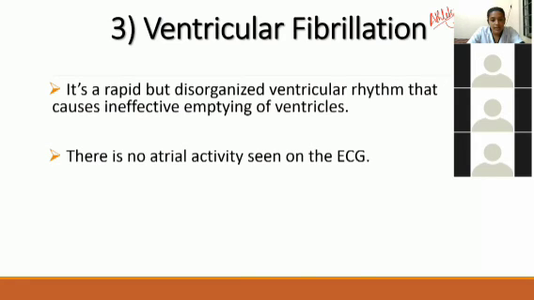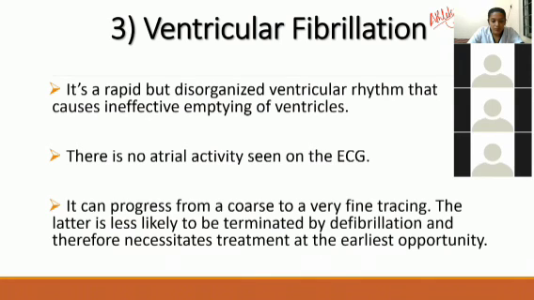There is no atrial activity seen on the ECG. The ventricle is just fibrillating, on ectopic foci. No proper contraction and relaxation is happening, so the blood won't be ejected from the heart. Atrial activity is represented by which wave? The P wave. So no atrial activity means no P wave in the ECG.